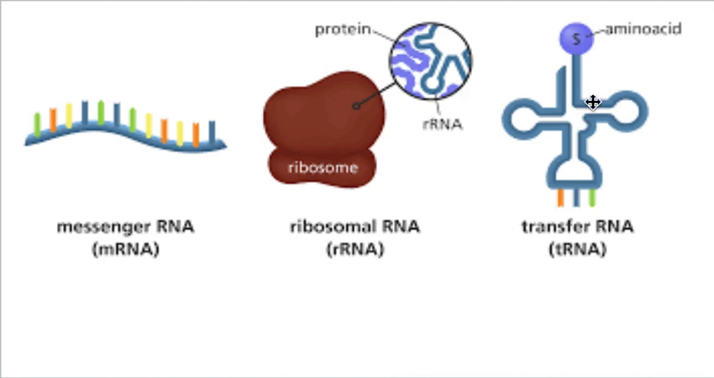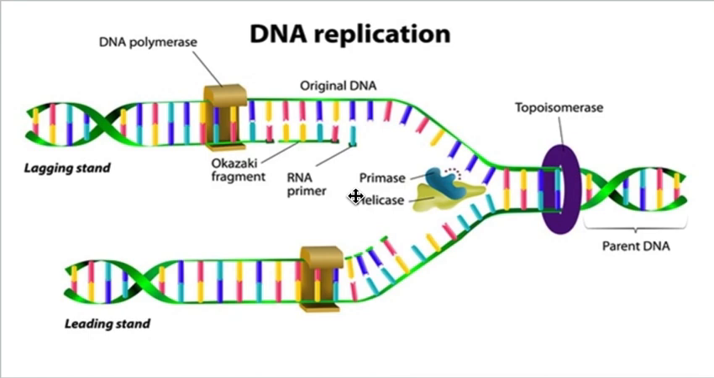This is tRNA, transfer RNA. I'll talk about it later. If it looks like a weird shape, it is. It has an amino acid at the end. Proteins are all made of amino acids, so you can guess what this tRNA does. It builds the proteins.